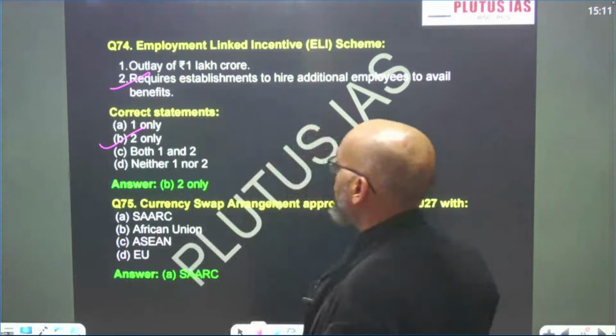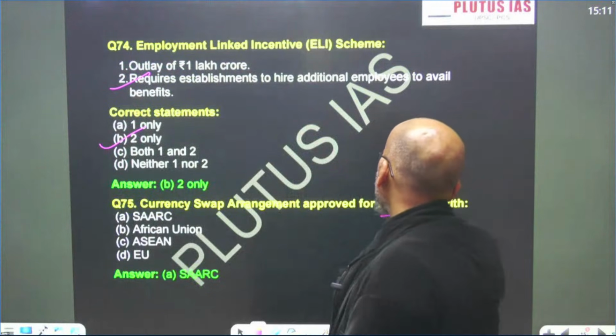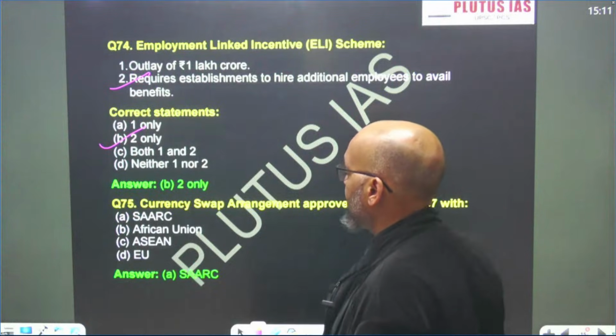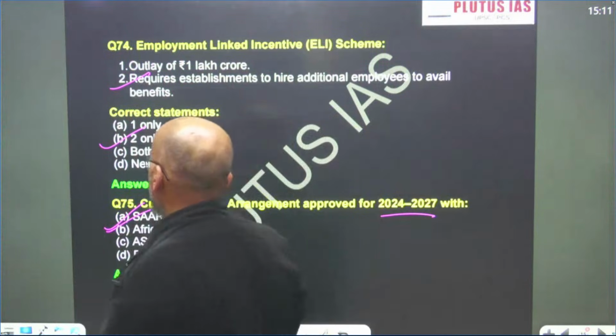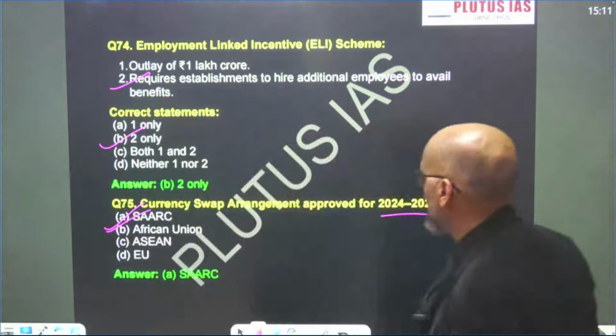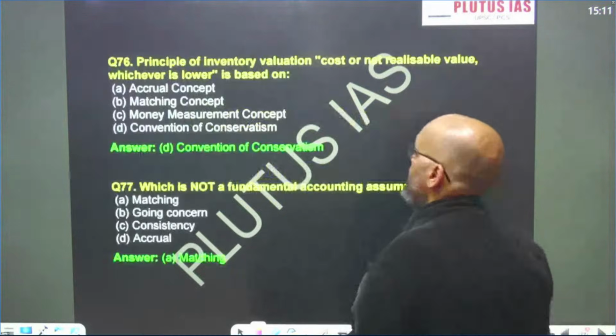Question 75, currency swap arrangements approved for 2024-2027 with SAARC. It was approved with SAARC. So option A is correct here. Okay, guys. This is a direct question. Then accounts and commerce.